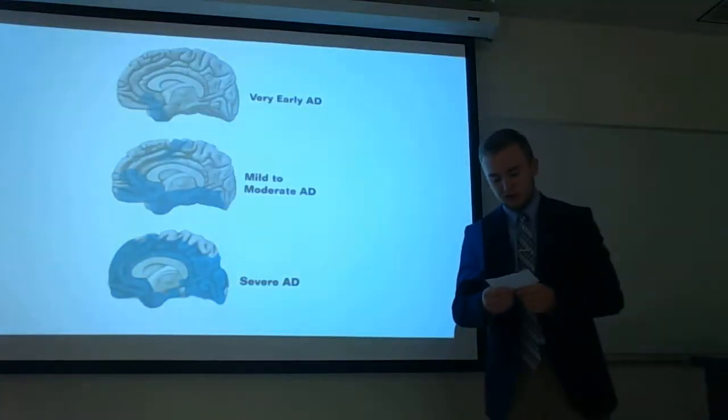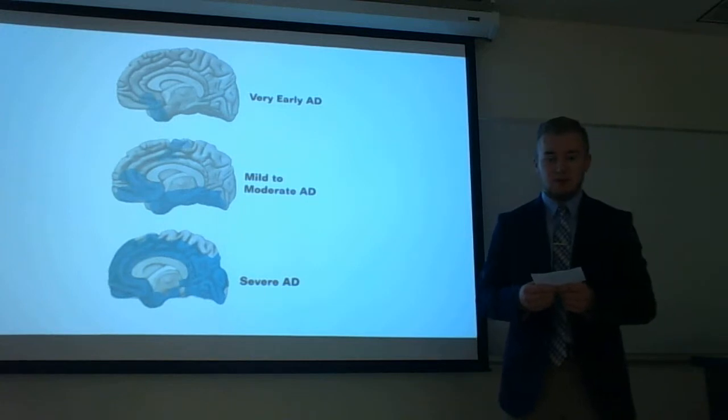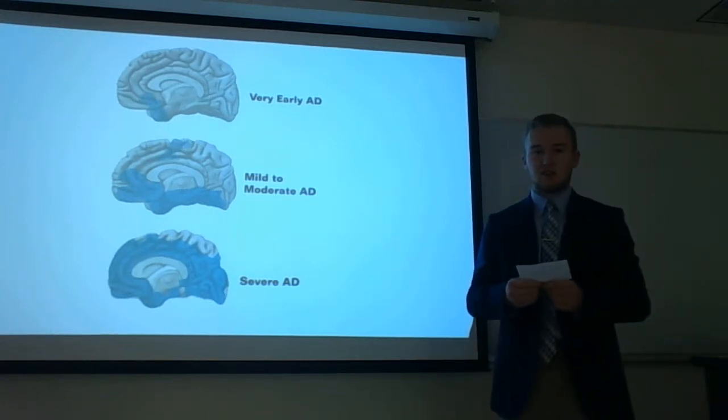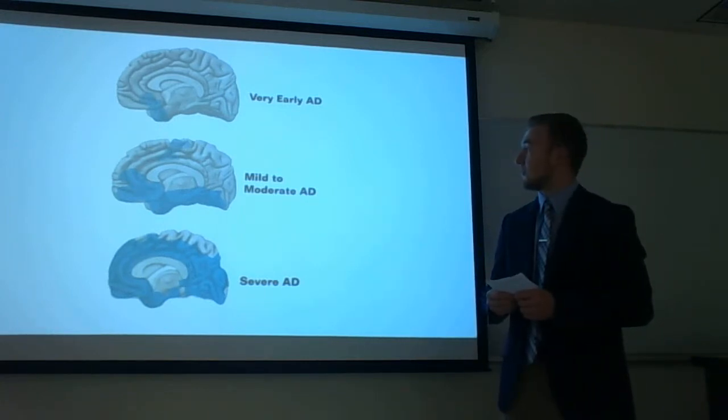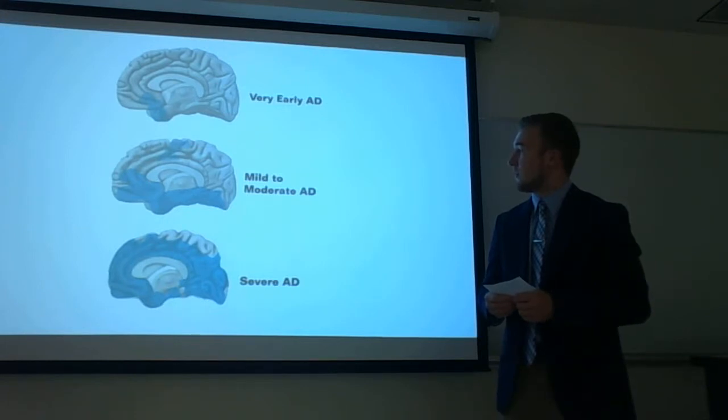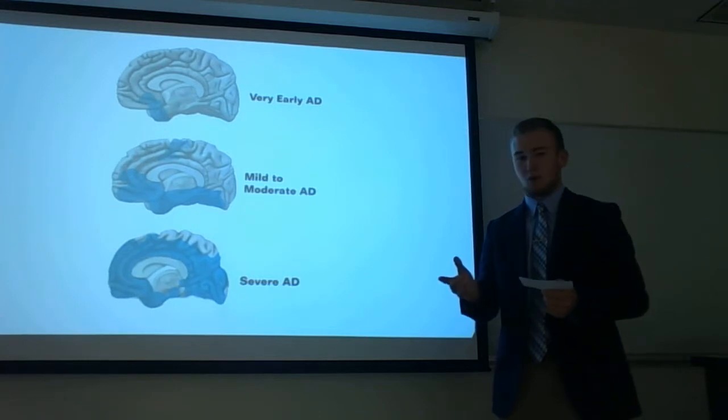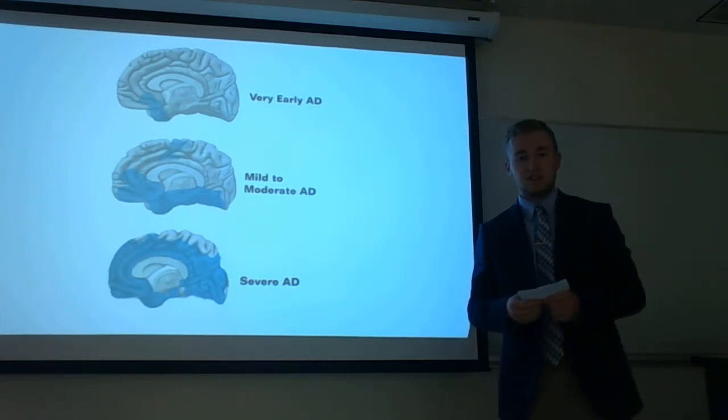So next I'll move into the progression of the disease. So typically Alzheimer's is classified into 3 stages. First is the mild or early stage, second is the moderate or middle stage, and finally is the severe or late stage. And as you can see in the visual here, the different stages of Alzheimer's affect the brain in different areas, and they affect more of the brain the worse the disease gets.